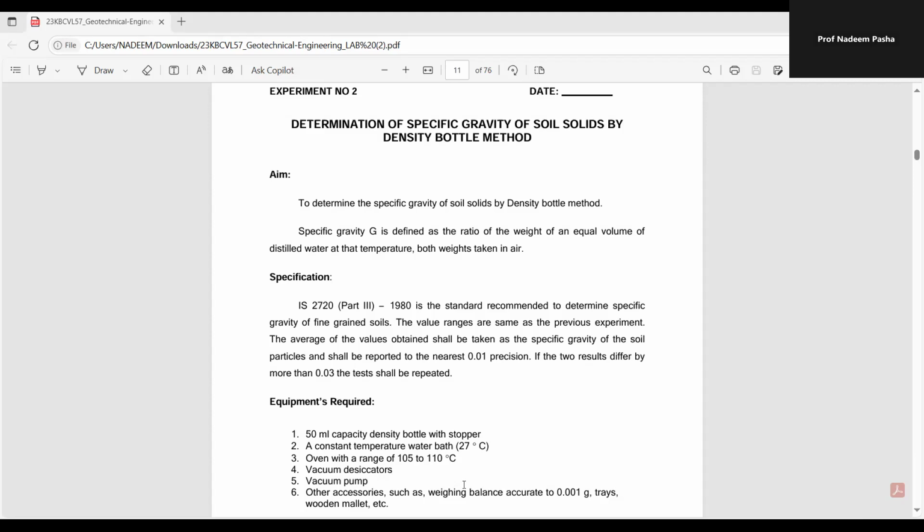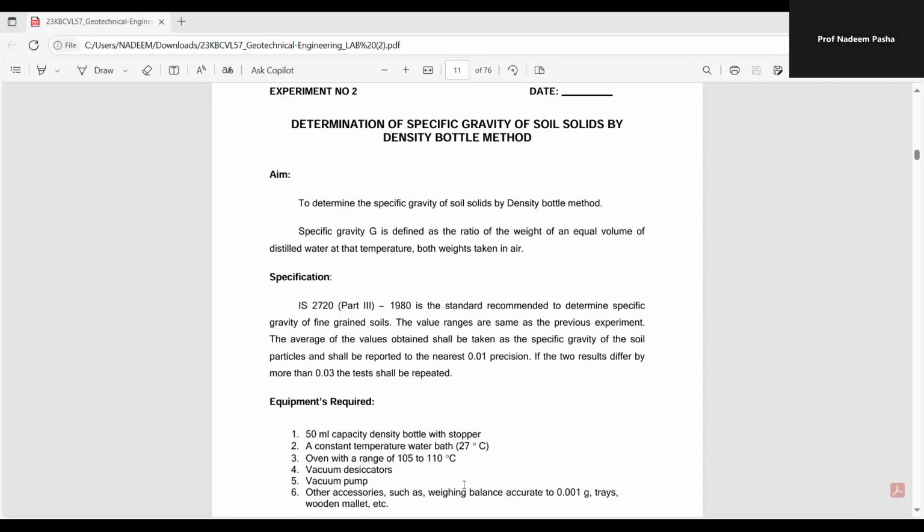IS 2720 Part 3, 1980 is the standard recommendation to determine the specific gravity of fine grained soil. So which code is used for determining specific gravity of soil solids? IS 2720 Part 3, 1980. The value ranges are the same as the previous experiment. The average of the values obtained shall be taken as the specific gravity of the soil particles and shall be reported to the nearest 0.01 precision. If the two results differ by more than 0.03, the test shall be repeated.